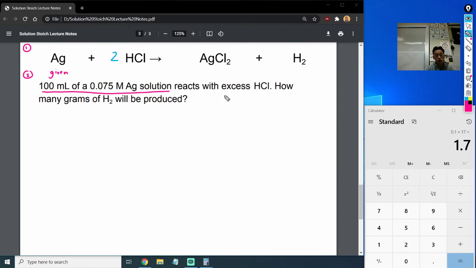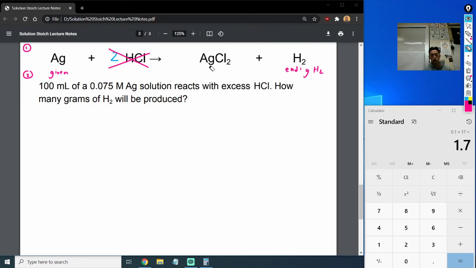And then we can double check that by looking for the excess. The excess is HCl. So that means we have so much HCl, we don't need to worry about it for our calculation. We're going to be ignoring HCl completely. And then it's asking us how many grams of H2 will be produced. So our end, what we're looking for in this problem, is grams of H2. We did step 2 just by reading the problem. We have Ag as our starting numbers, a lot of HCl so we're not going to use it, and grams of H2 as our ending.